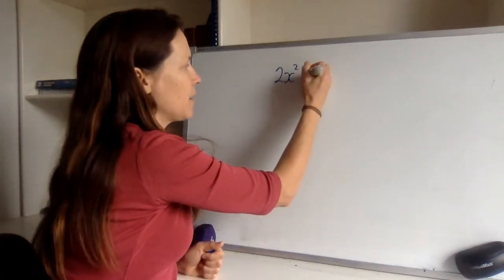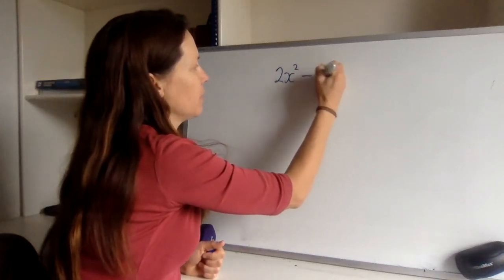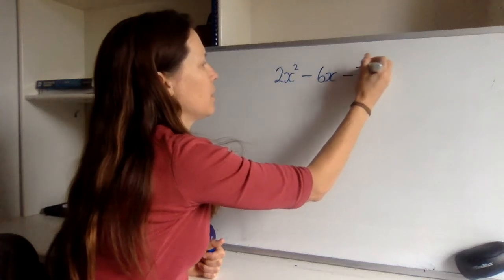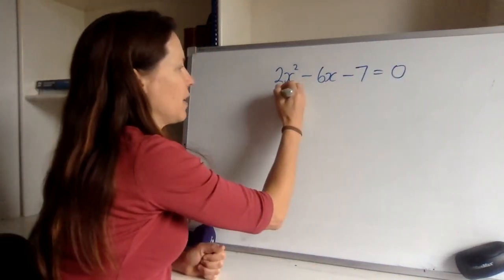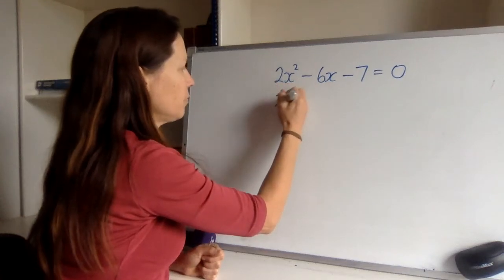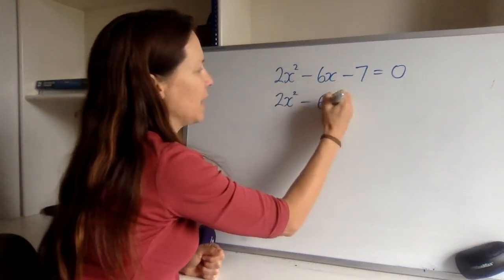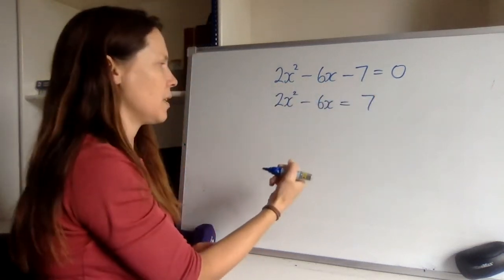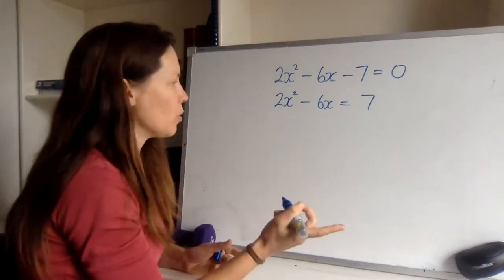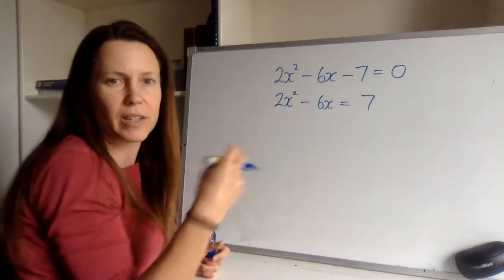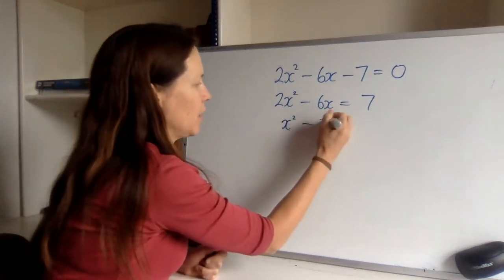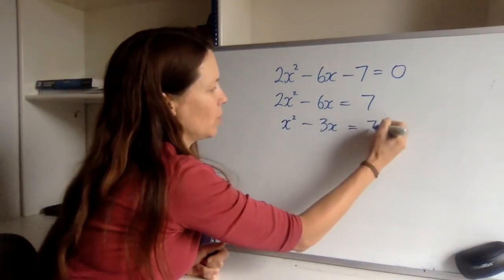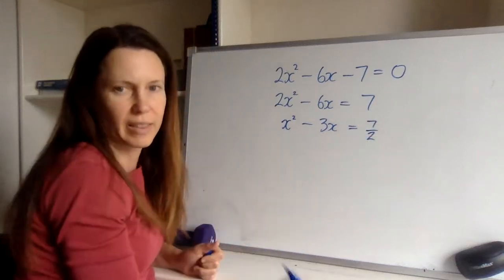Let's say we have something like this. All right, first step, let's get rid of that 7 by adding 7 to each side. Then let's divide everything by 2. Why? Because I want the x squared just to be x squared on its own. So if I halve that, I've got to halve that, and I've also got to halve that. And I'm just going to leave it like that for now.